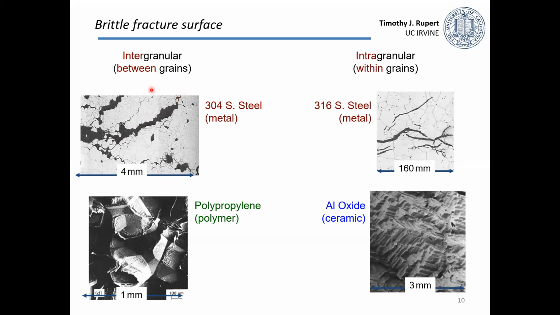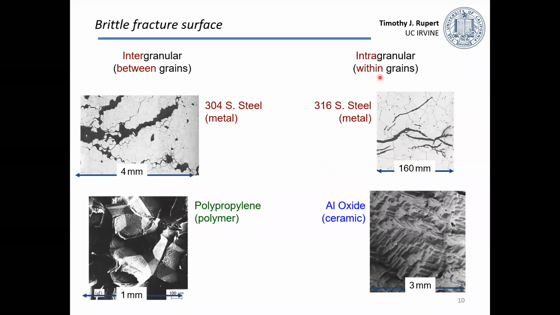This is an example in steel. This sample was etched, so you can see the outline of all these crystals, and the crack was just following along in between them. It can also happen in other types of materials. This is an example in polypropylene, a polymer material, showing how that crack can move along crystalline boundaries. In contrast, you can also have what's called intragranular fracture.